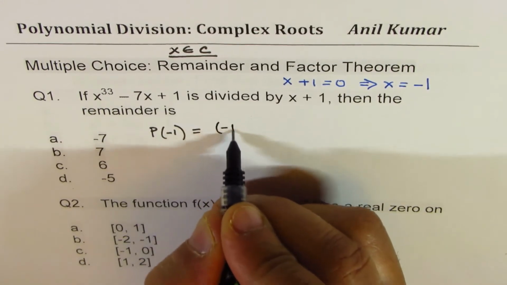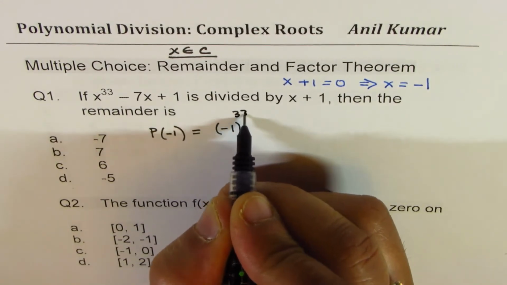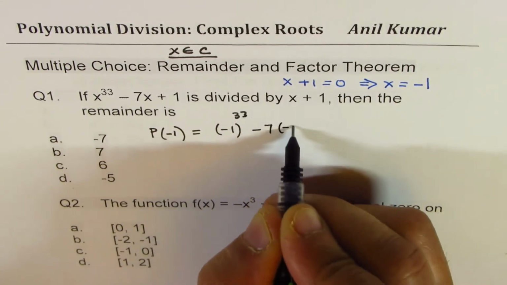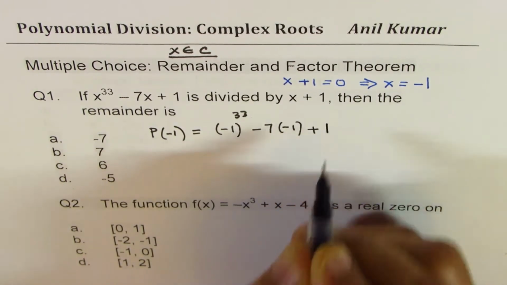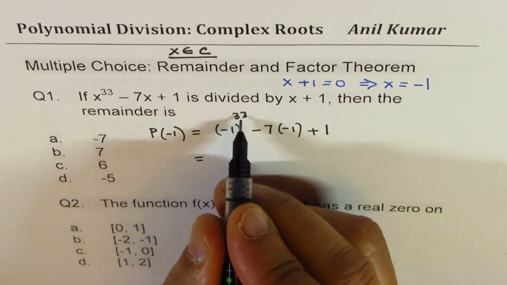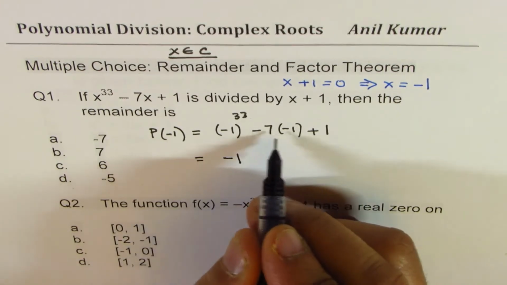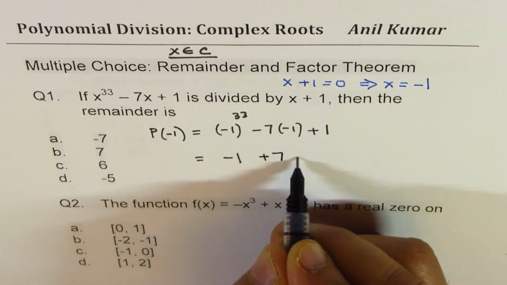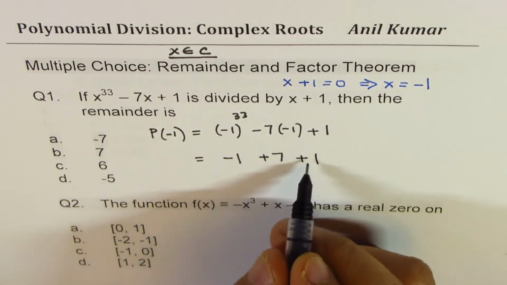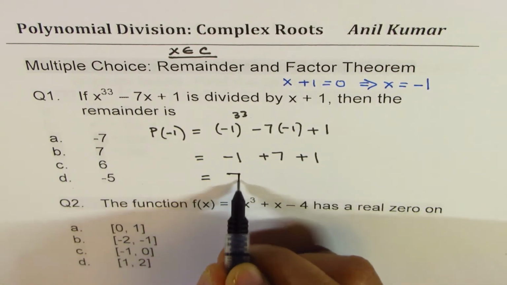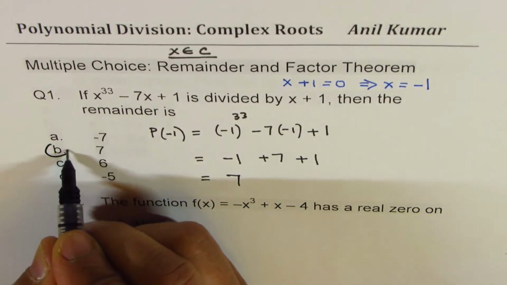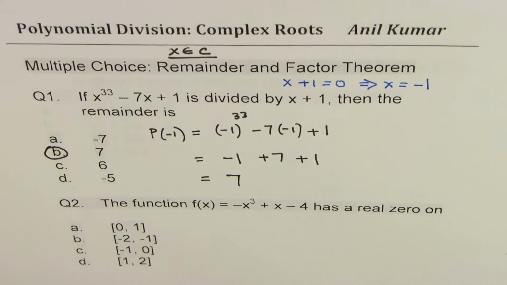Substitute minus 1. So we get minus 1 to the power of 33 minus 7 times minus 1 plus 1. That gives you odd power means negative, minus minus means positive, plus 1. Minus 1 plus 1 is 0. So you are left with plus 7. So option B is the right option.